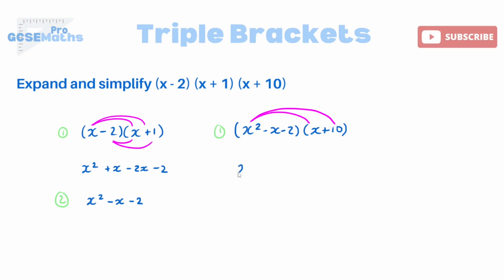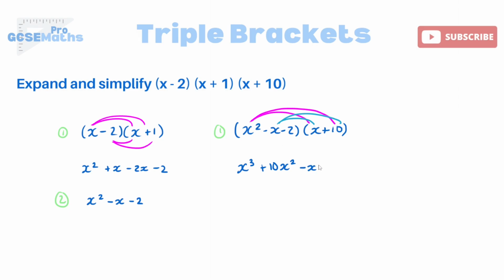So I get x cubed, obviously you should always end up with an x cubed, right? When you've got triple brackets, it should be a cubic overall. Then I've got plus 10x squared, so that's those two. Then the next 2 is that middle term by both terms in the second bracket. So be careful here, this is negative.